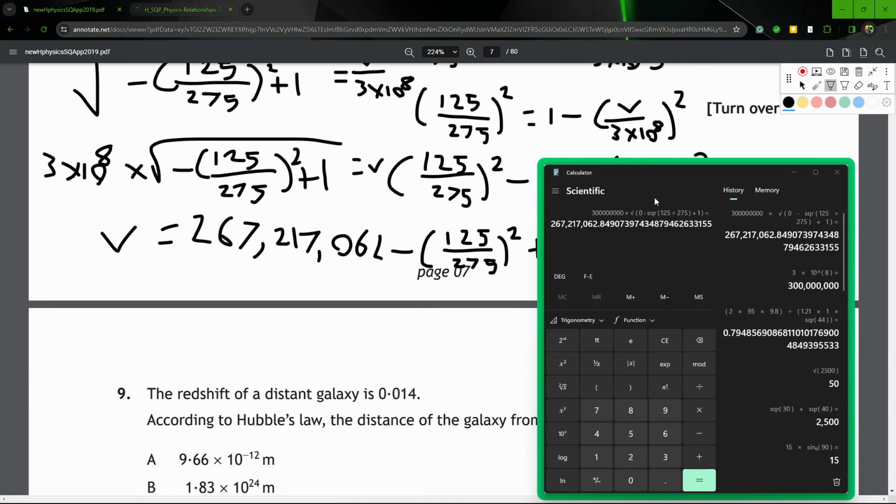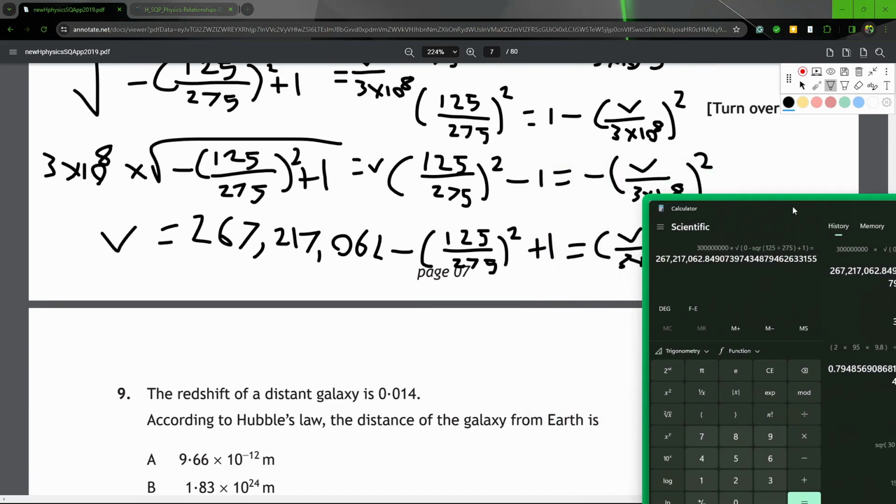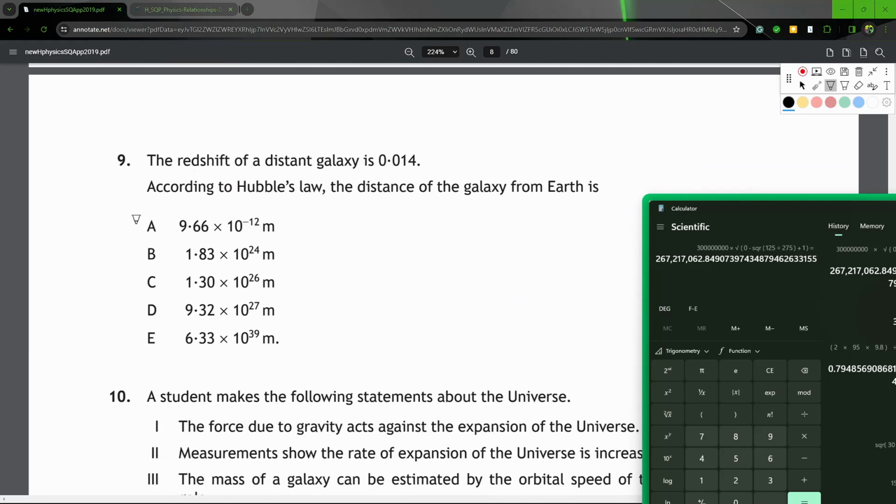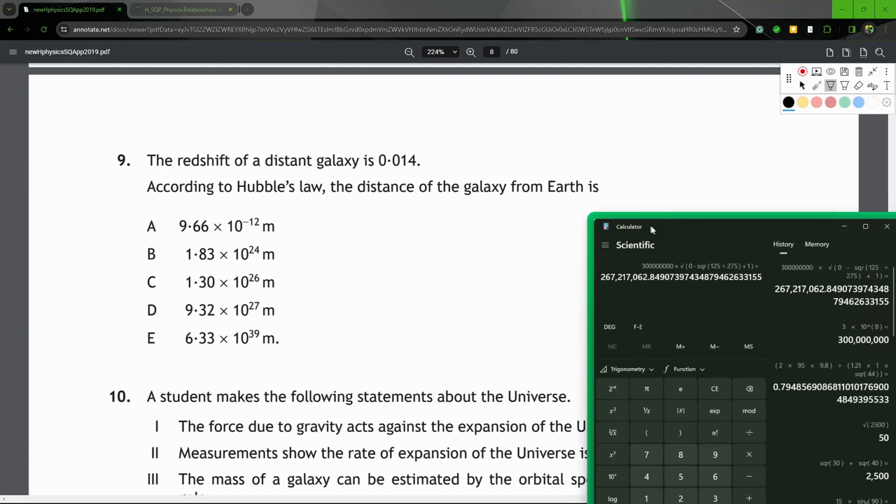Right, that's it. There's a lot of maths there, but sometimes you have to do it. You pick high physics, what were you expecting, really? Let's go. 9. The redshift of a distant galaxy is 0.014. According to Hubble's law, the distance of the galaxy from Earth is what?